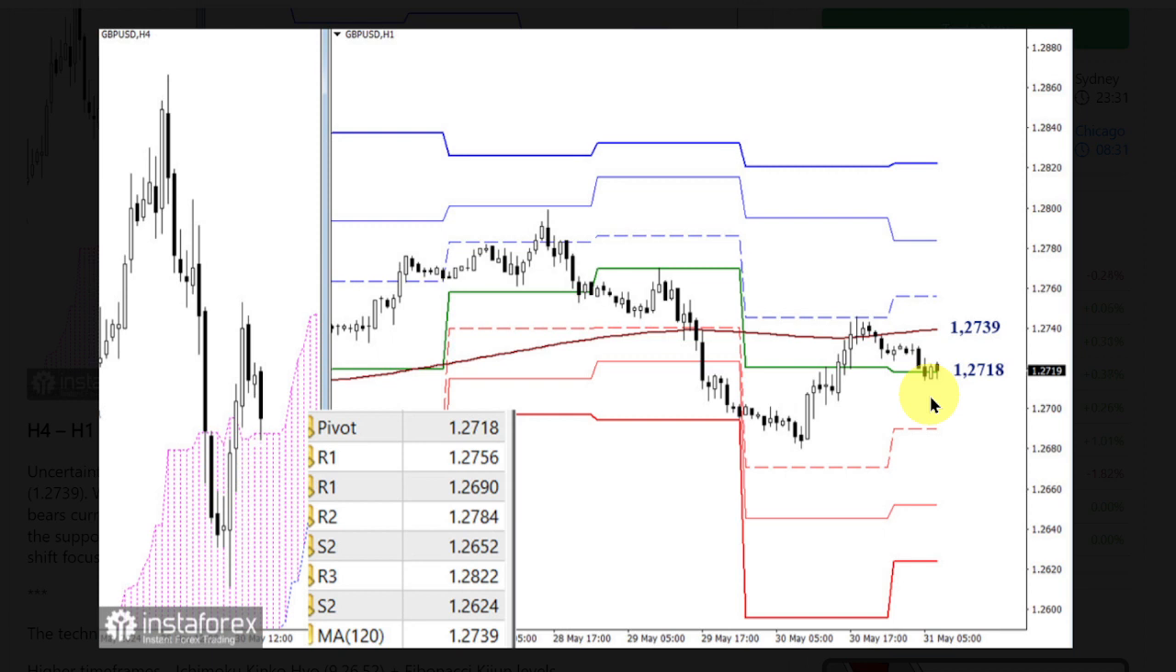Intraday bearish targets are the supports of the classic pivot levels, 1.2690, 1.2652, and 1.2624. Consolidation above the trend will shift focus to the resistances of the classic pivot levels, 1.2756, 1.2784, and 1.2822.